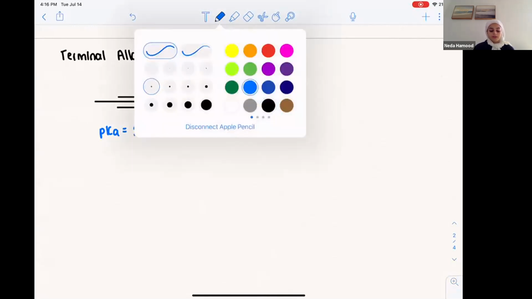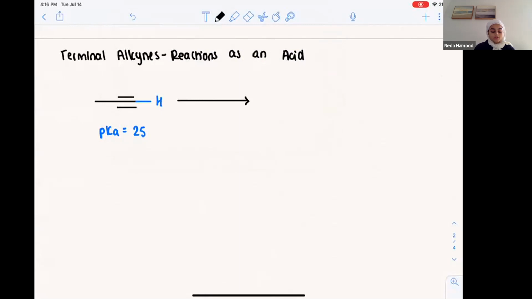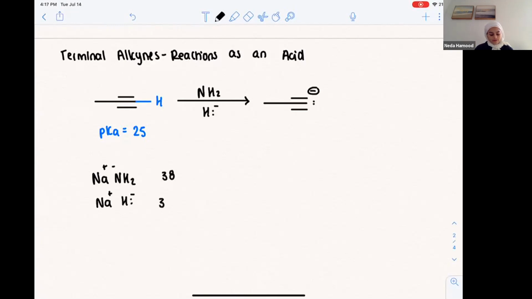And so something that you might want to do in a reaction to add on to this is make this look like this. So you're going to deprotonate it, and that puts on a negative charge, but only specific bases are strong enough to do this, and those two bases are NH2 minus and H minus. So you might also see these as NaNH2, which we just saw earlier, or NaH. And the pKa values of these are 38 and 35. So they're stronger bases, so they're able to deprotonate it.